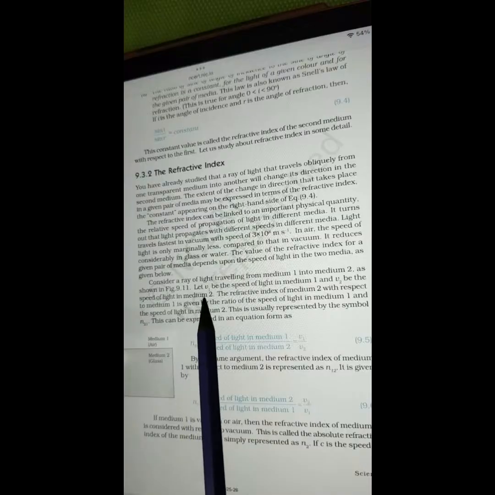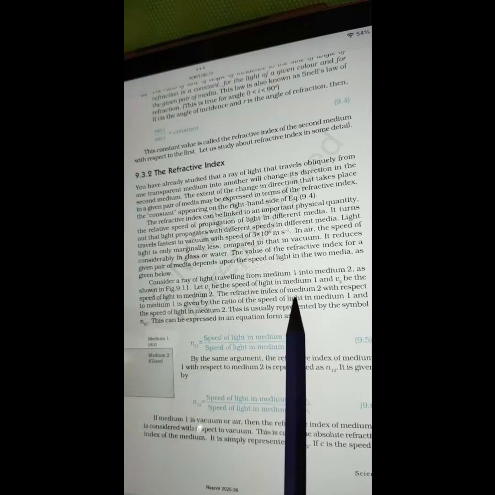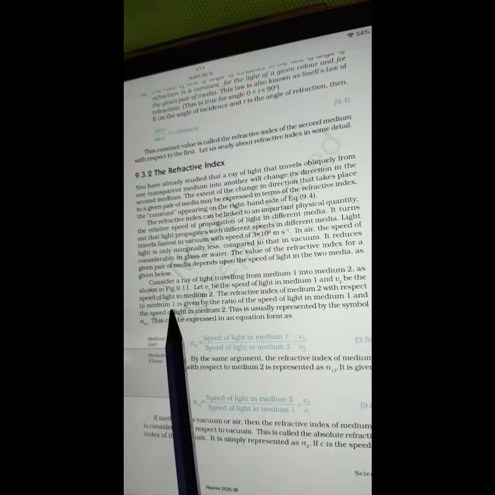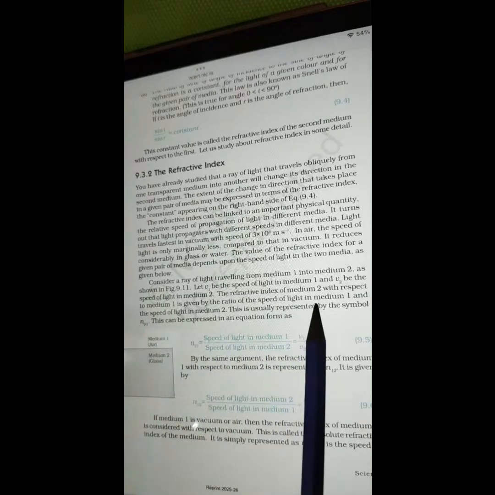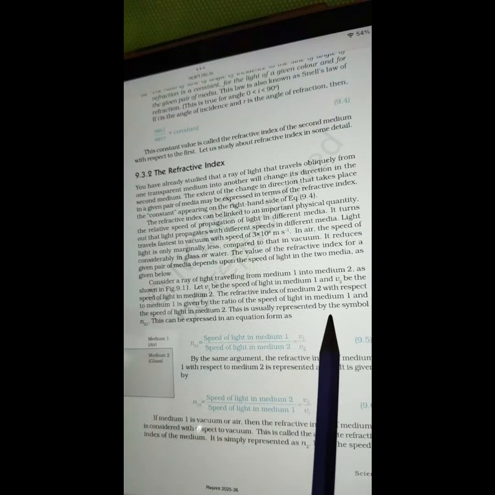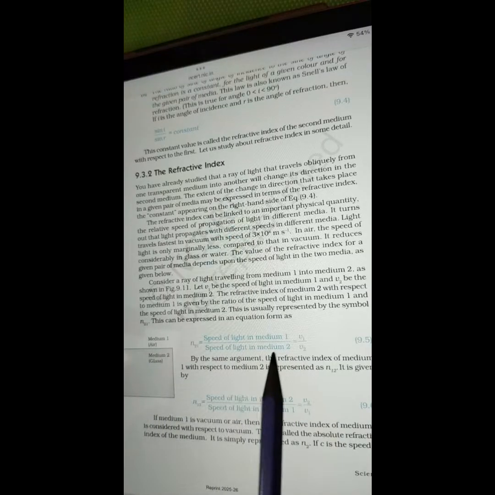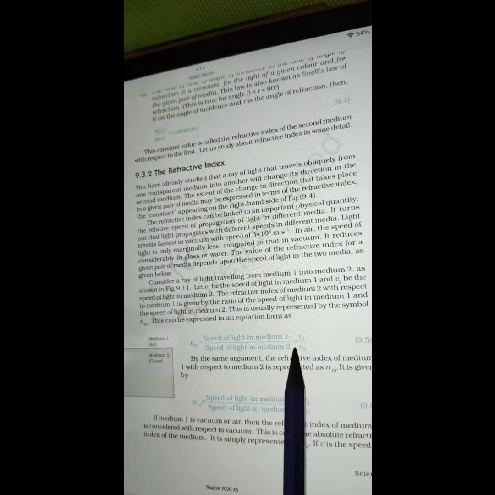Consider a ray of light traveling from medium 1 into medium 2, as shown in figure 9.11. Let v1 be the speed of light in medium 1 and v2 be the speed of light in medium 2. The refractive index of medium 2 with respect to medium 1 is given by the ratio of the speed of light in medium 1 and the speed of light in medium 2. This is usually represented by the symbol n21. It can be expressed as n21 = v1/v2.